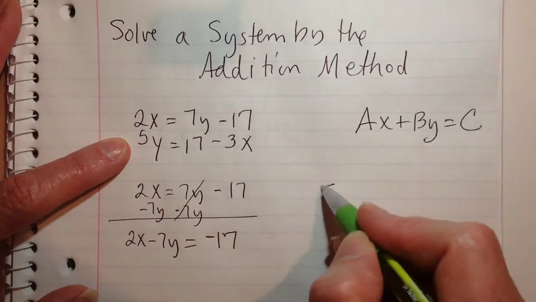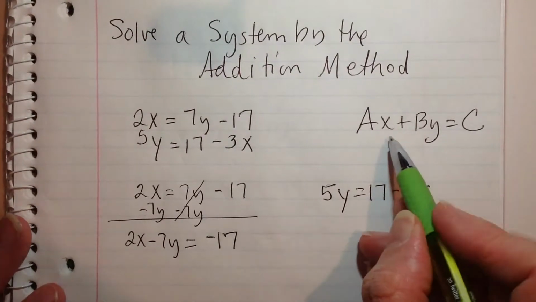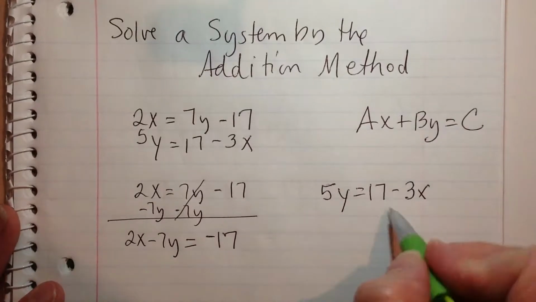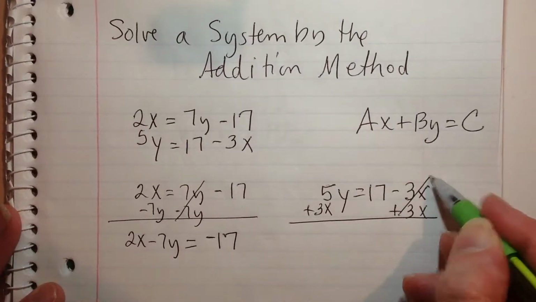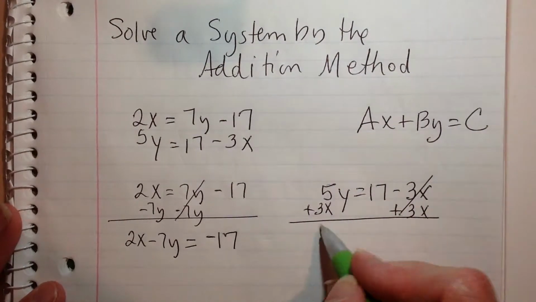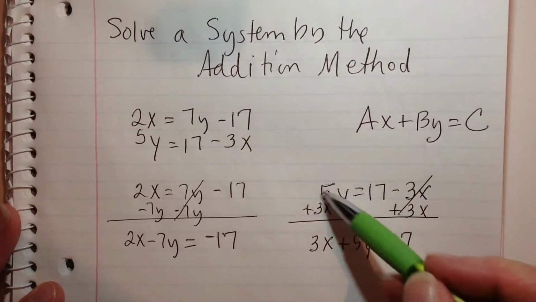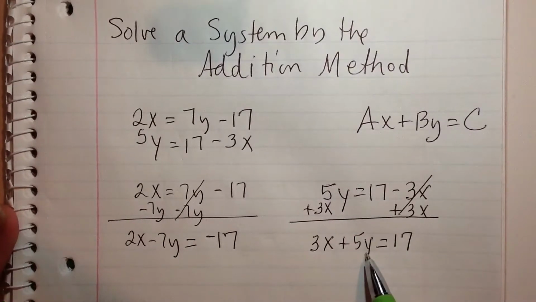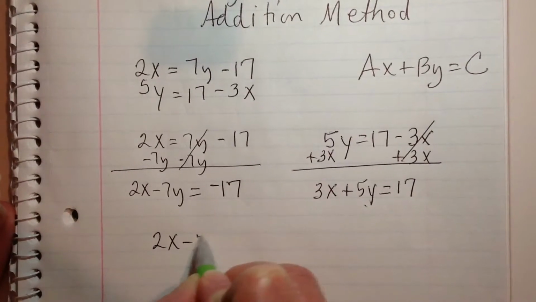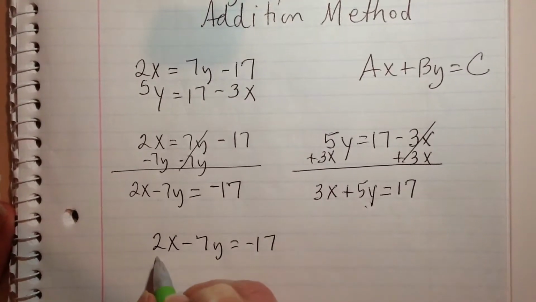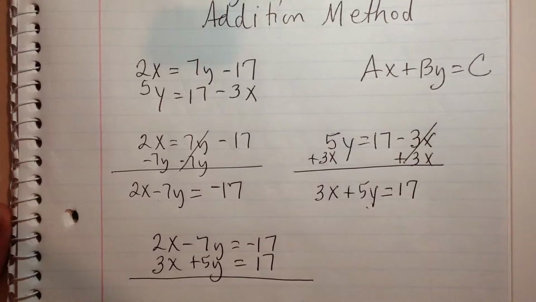Now taking the second equation, 5y equals 17 minus 3x. Again, let's get it in the form of ax plus by equals c. So let's add 3x to both sides. When you add 3x to both sides, the 3x's cancel on the right-hand side. So I end up with 3x plus 5y equals 17. Both the 5y and the 3x are positive. So now we have these two linear equations in the same form. They're both in the form of ax plus by equals c. So I'm going to rewrite those.